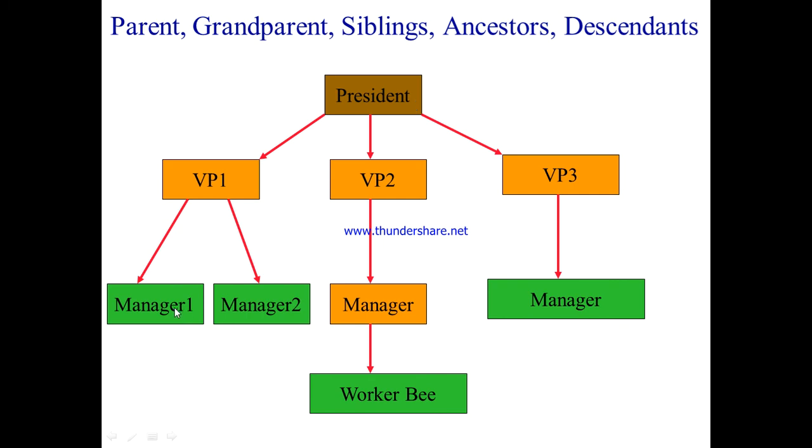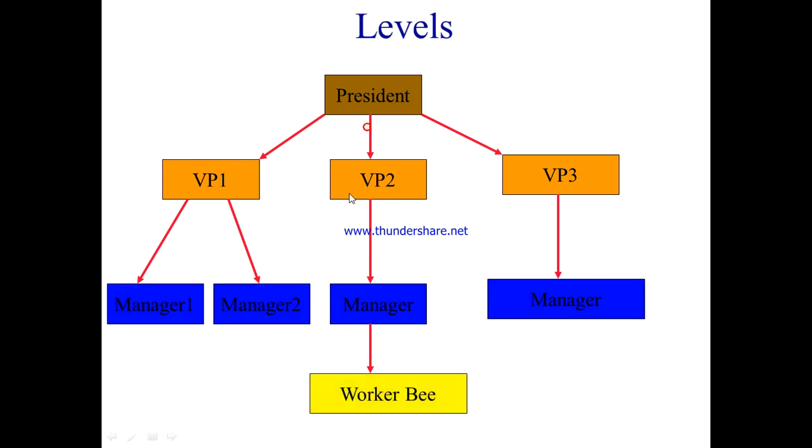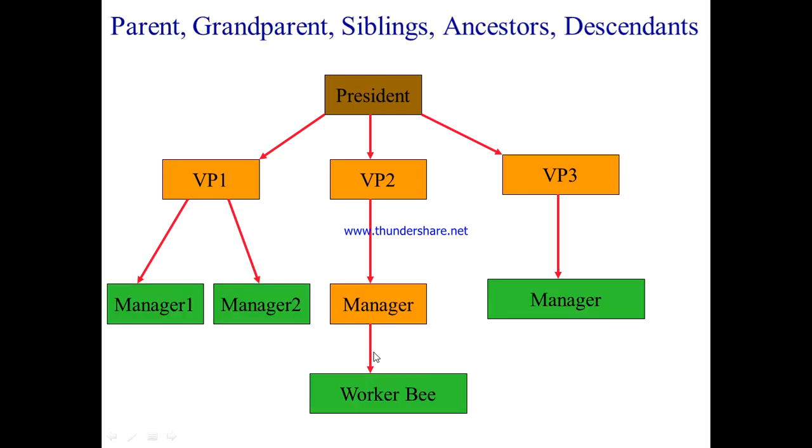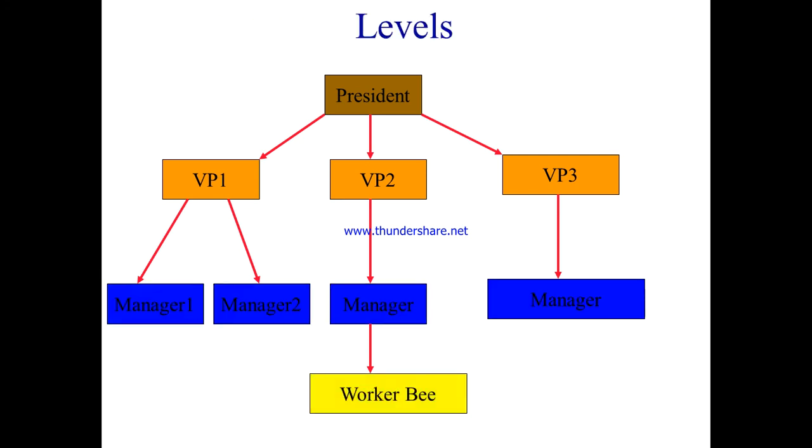For manager 1, manager 2, and manager, the grandparent is president in all these cases. Siblings: for manager 1, we have manager 2 as a sibling. This one doesn't have a sibling, and this one doesn't have a sibling. Ancestors and descendants: for this manager, the ancestors are VP2 and president, and for worker B, the ancestors are as well; for manager, worker B is the descendant. So like this, we can define the terminology.